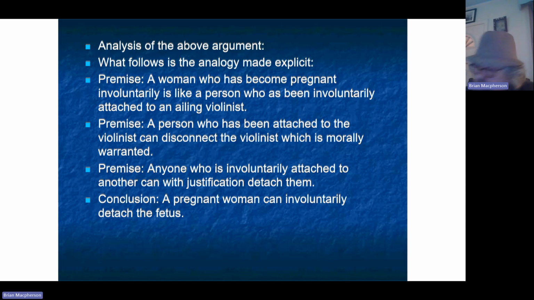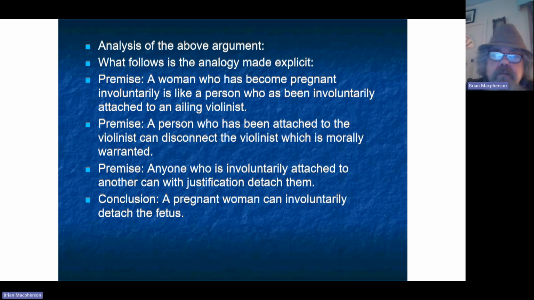Premise number 2. A person who has been attached to the violinist can disconnect the violinist, which is morally warranted, right? So therefore, the violinist has property Y. Not everybody, by the way, would agree with this, but that's what she's saying. It is morally warranted because it was involuntary, right? Premise 3. Anyone who is involuntarily attached to another can, with justification, detach them. Conclusion: a pregnant woman can involuntarily detach the fetus.